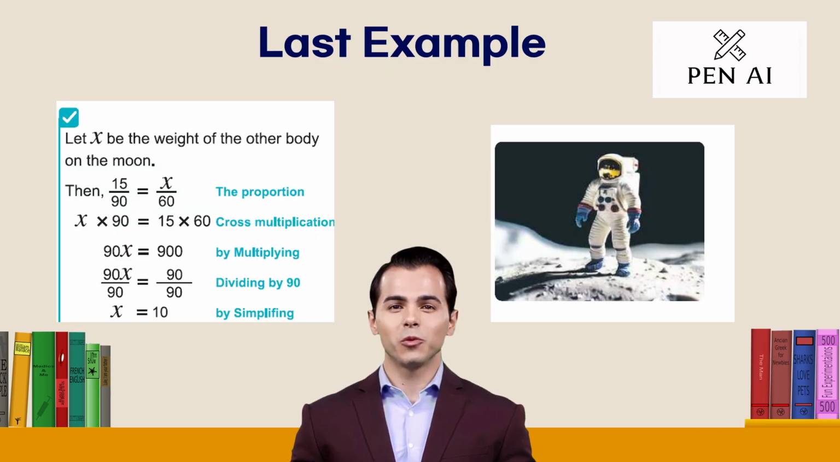One final example. An object on Earth weighs 90 newtons. If you know that its weight on the moon is 15 newtons, what would be the weight of another object on the moon if its weight on Earth is 60 newtons? The answer, assuming the weight of the other object on the moon is x, is 15 divided by 90 equals x divided by 60. Therefore, cross multiplying, 90x equals 900, meaning x equals 10.